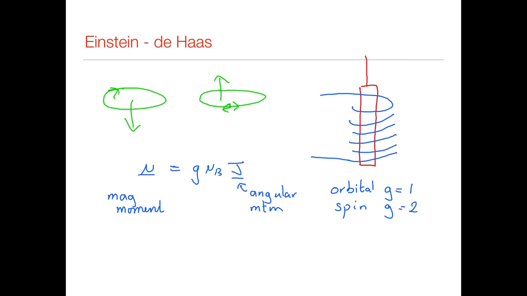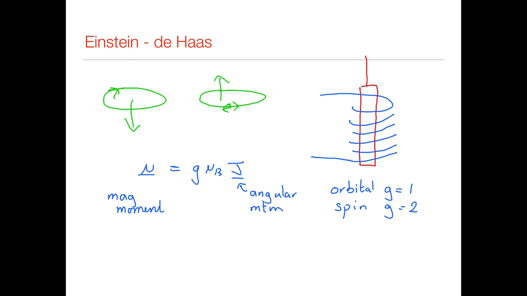But it was very difficult to do those experiments, and so they just took the idea that there was a change in angular momentum. That they saw this cylinder rotate. They just took that as an indication the experiment had worked. But later, when people were able to do this experiment much more carefully, if you do it for iron, you'll need to take into account this factor of 2 because it's spin angular momentum.